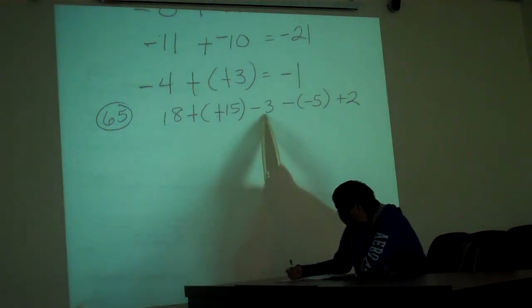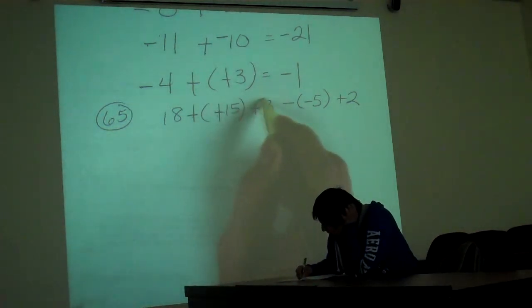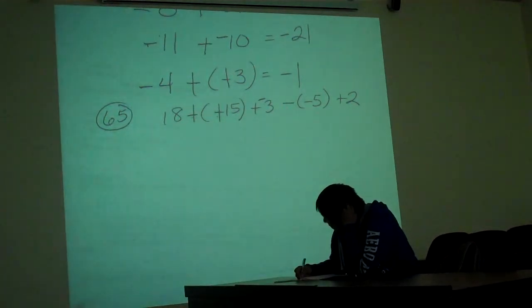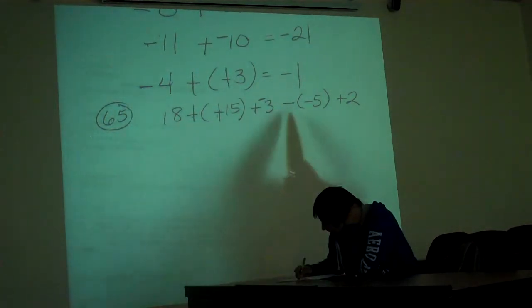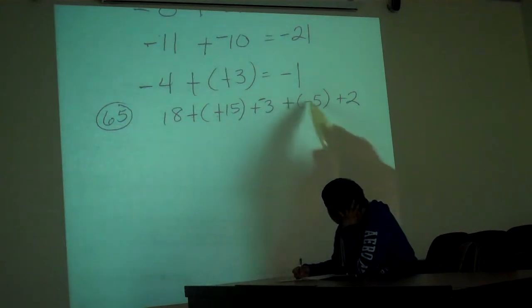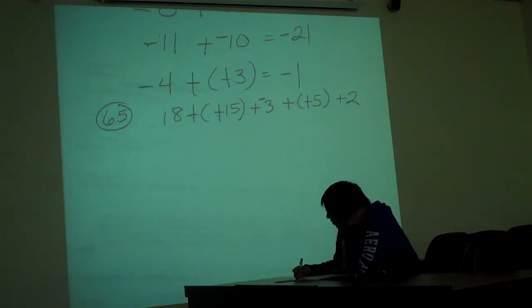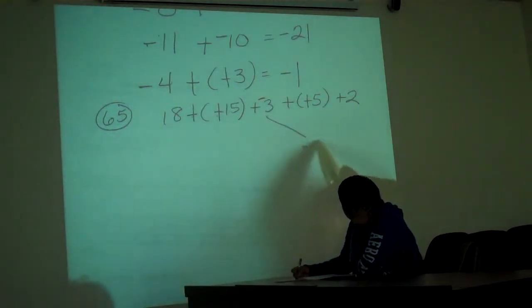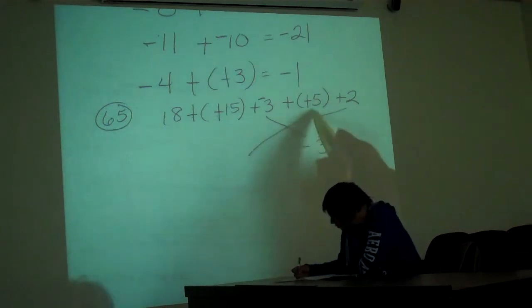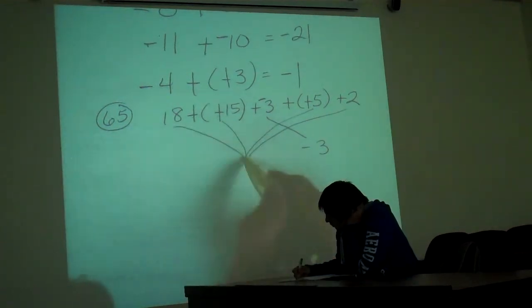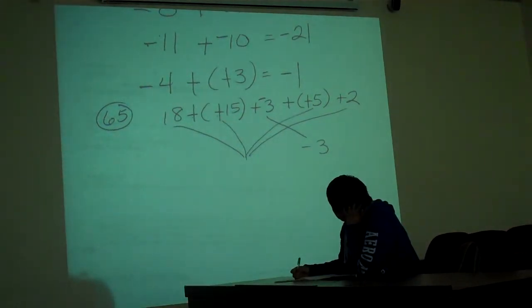This -3 here is adding a -3. Okay? Minus negative is adding a positive. So we actually only have one that stayed negative, right? This one stayed negative. So the rest of these are all positives. You can add those all together.